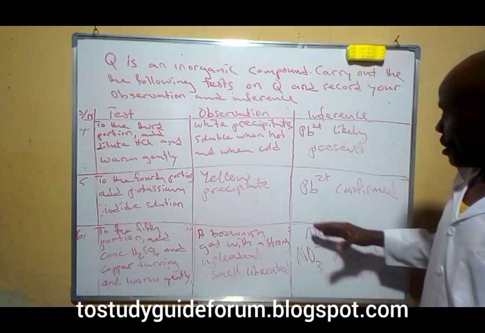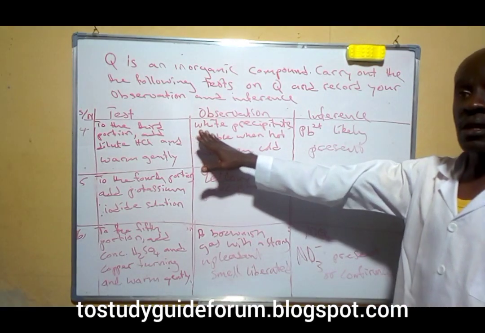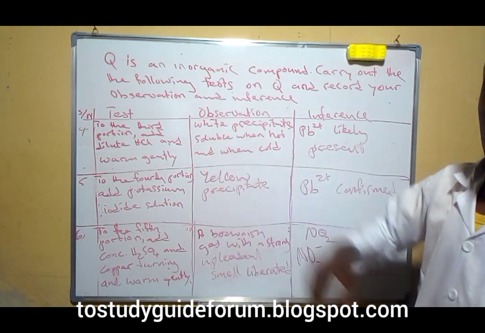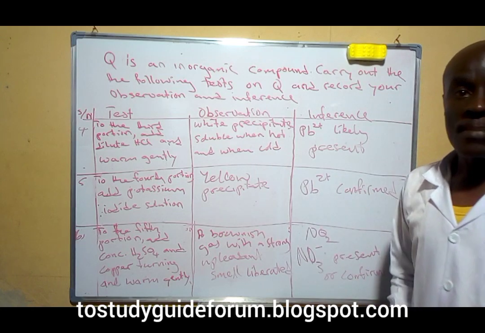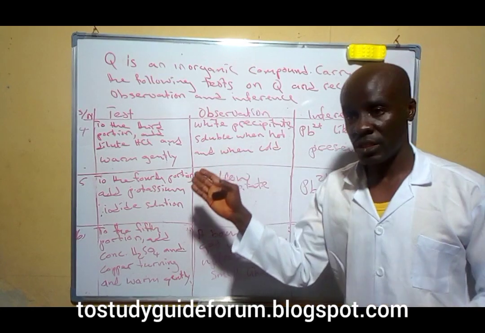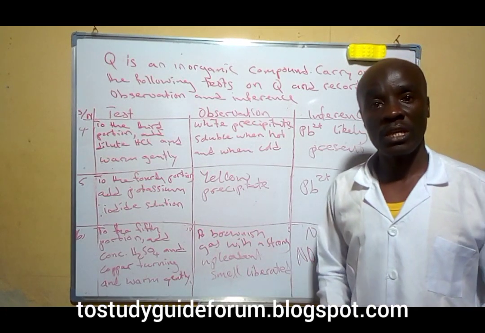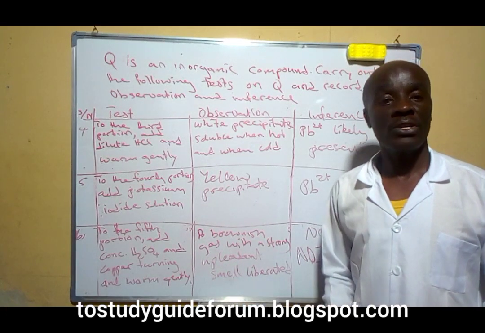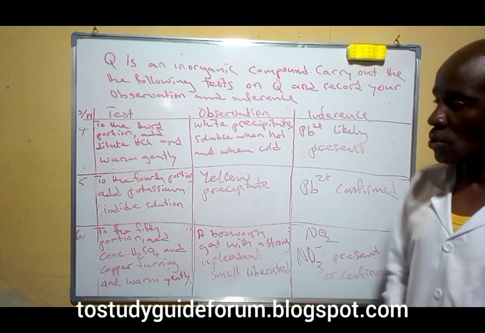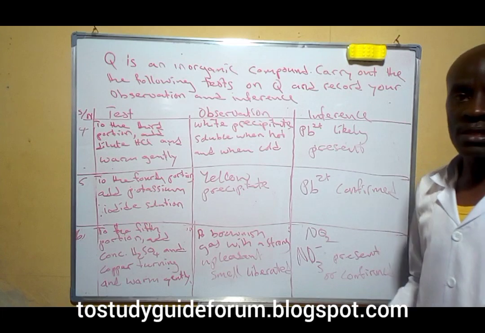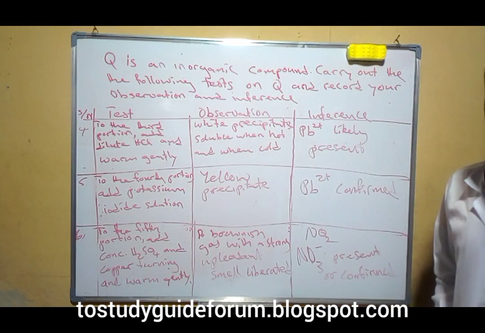In this case, lead chloride is always insoluble. It gives you a white precipitate. One of the things about lead is that when you heat the precipitate, it will dissolve in hot, and when the liquid is cold again, it will form a precipitate. So this is just a basic simple way of analyzing lead nitrate.